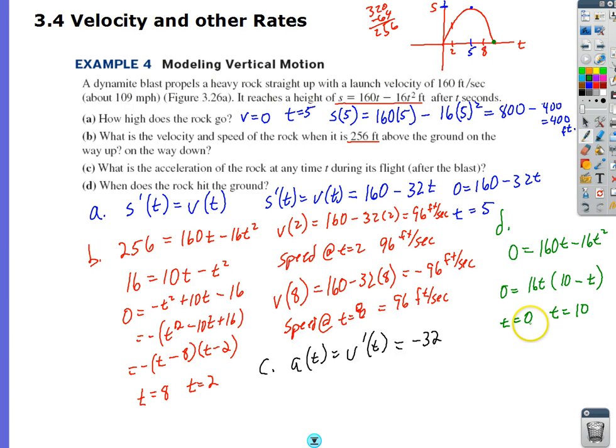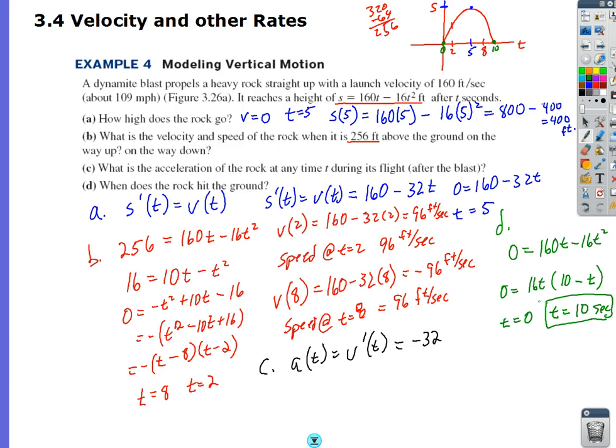So does it make sense that my position is 0 when time is 0? Yeah, that's when I'm getting shot out of a cannon. Boom. Does it make sense that they're at 10? Sure, there I am at 10. Okay, and it even is symmetrical, right? 2, 0. Okay, pretty nice. All right, so when do I hit the ground? At t equals 10 seconds.